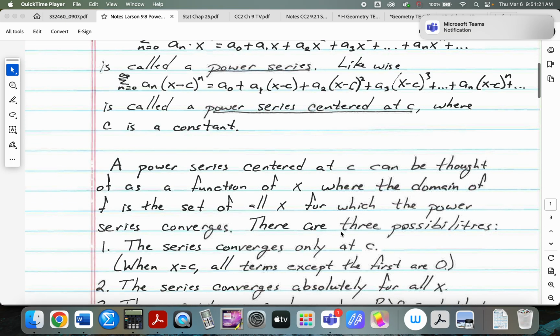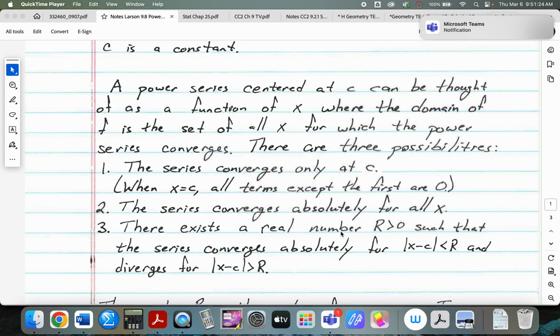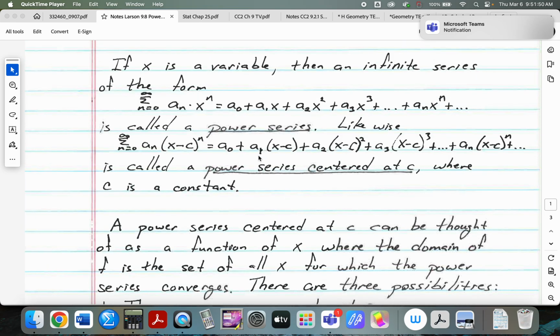So a power series that's centered at c can be thought of as a function of x, where the domain of f is the set of all x for which the power series converges. So it may not converge everywhere. There are three possibilities. The most restrictive one is the series converges only at c. When we say at c, we're saying at x equals c, because notice, if x is equal to c, every term other than the first term just drops out. That's the most restrictive.